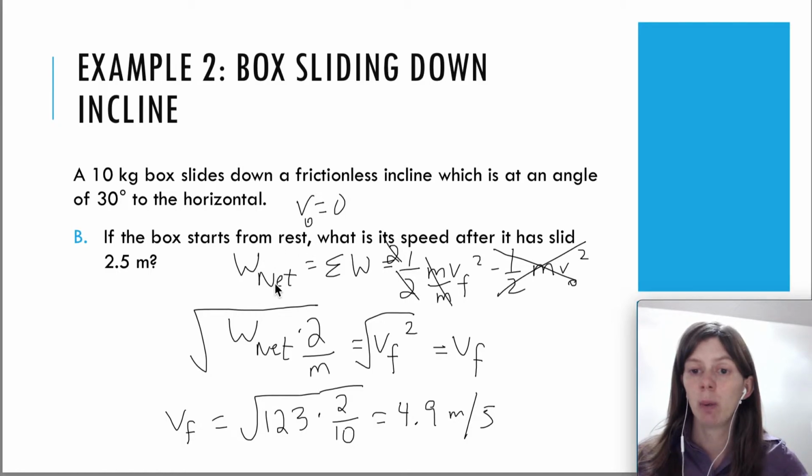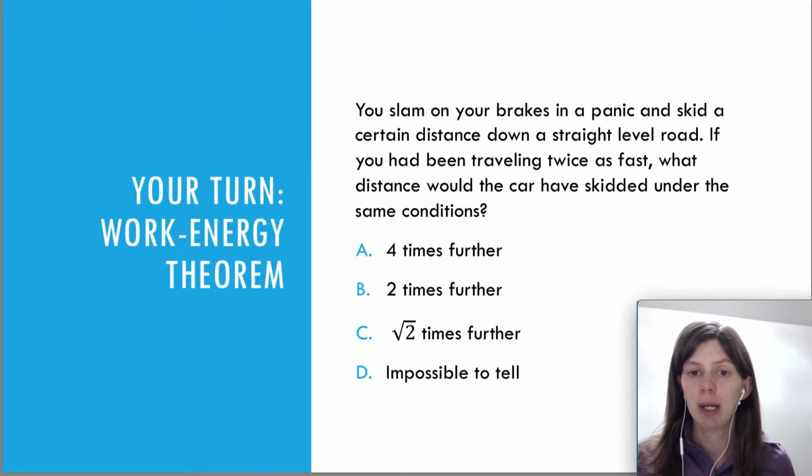Once you know your net work, then it's pretty straightforward to find out final speed. Just multiply by 2, divide by m, if that initial kinetic energy canceled out, as it did because we were starting from rest. I got one more your turn in this video. So it's the last one here.